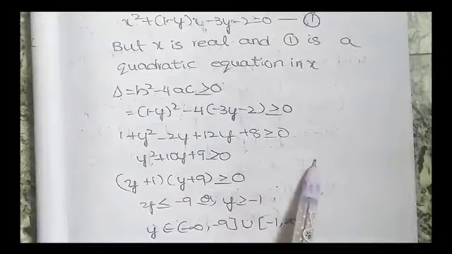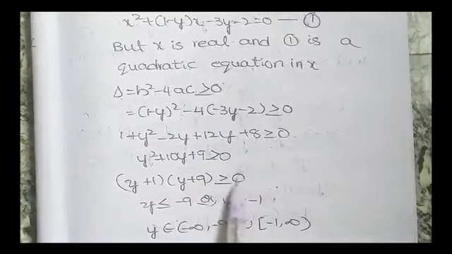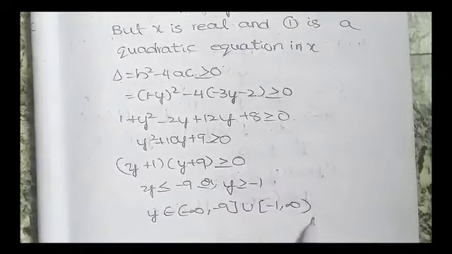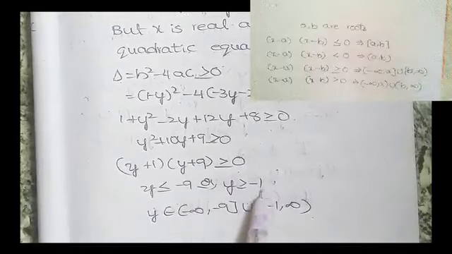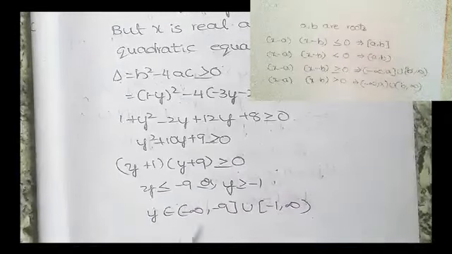So look at the table. So it is greater than or equal to 0. So we have to write in this form. So one root is minus 9, one root is minus 1. So I have written in this form.